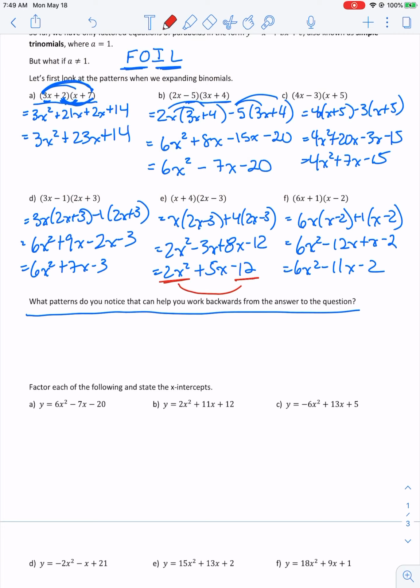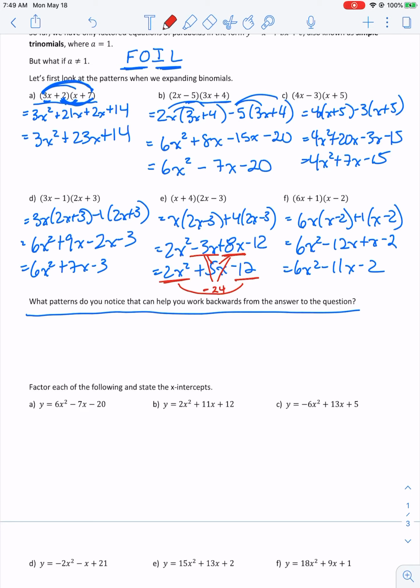Those two things multiply to give us negative 24. And then this 5x, if we're going backwards, it came from doing minus 3x plus 8x. And if you notice that minus 3 times positive 8 is also negative 24.